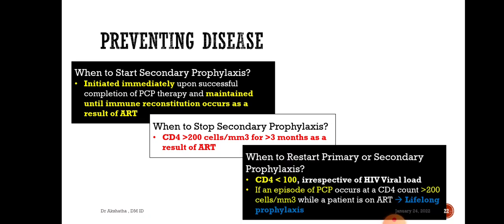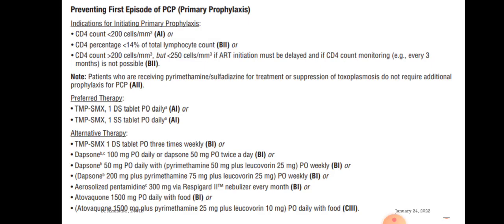When will you restart the primary or secondary prophylaxis? It will be restarted whenever the CD4 count is 100, irrespective of HIV viral load. If a patient has an episode of PCP and the CD4 count is less than 200, the patient should be given lifelong prophylaxis.